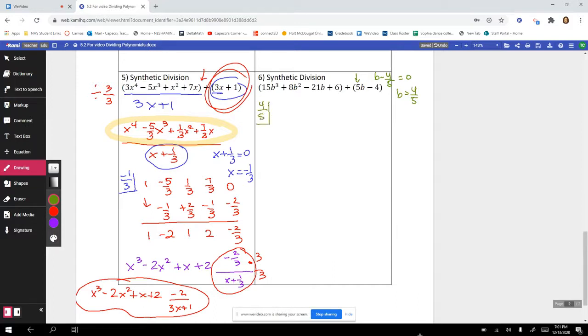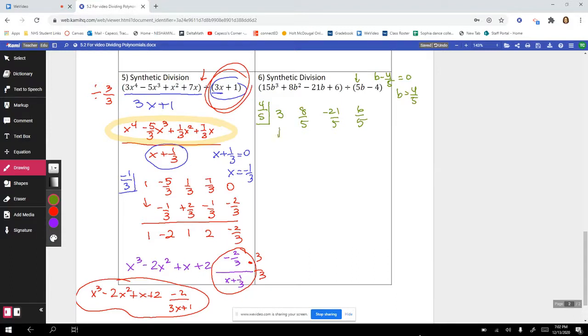I'm going to do the rest kind of in my head now. I have to divide each term by 5. So 15 divided by 5 gives me 3. 8 divided by 5 is going to give me positive 8/5. Then I get negative 21/5, and then I have 6/5. So these numbers really did not go very easily with us.